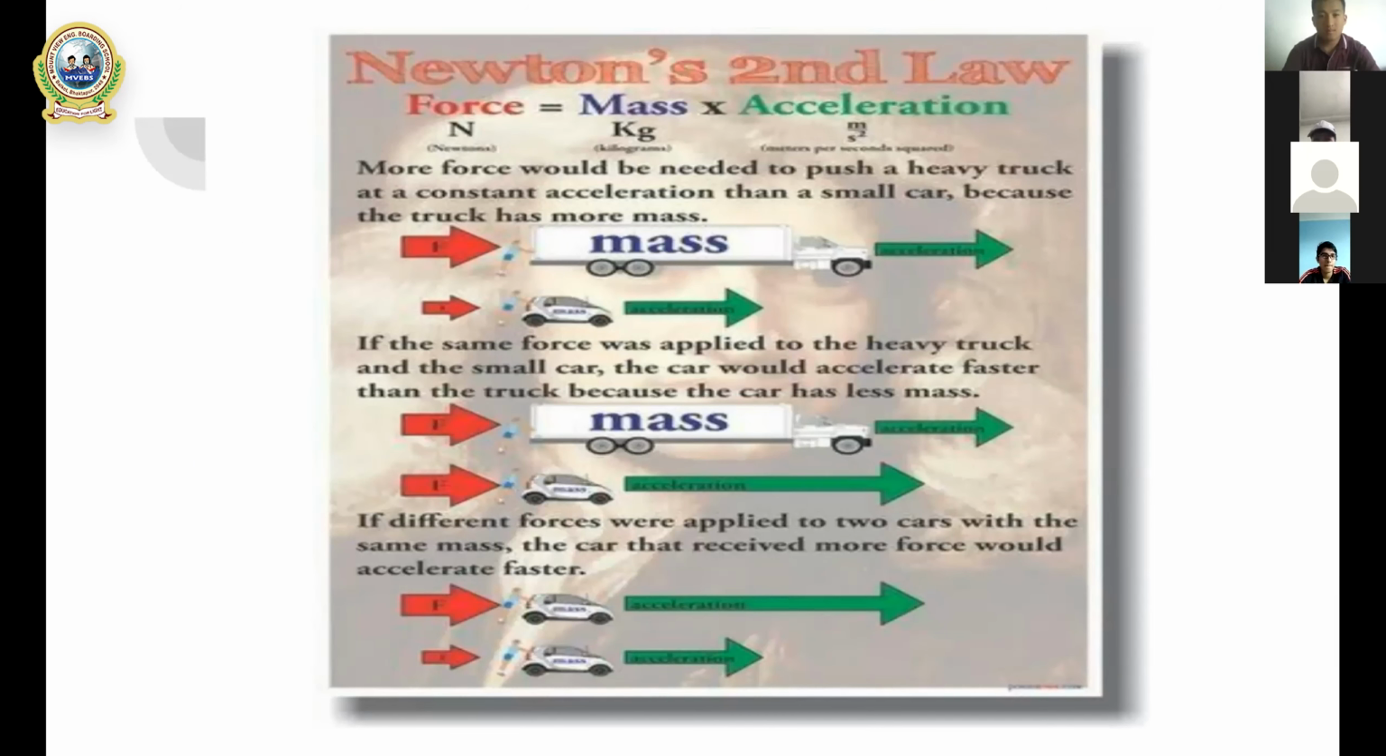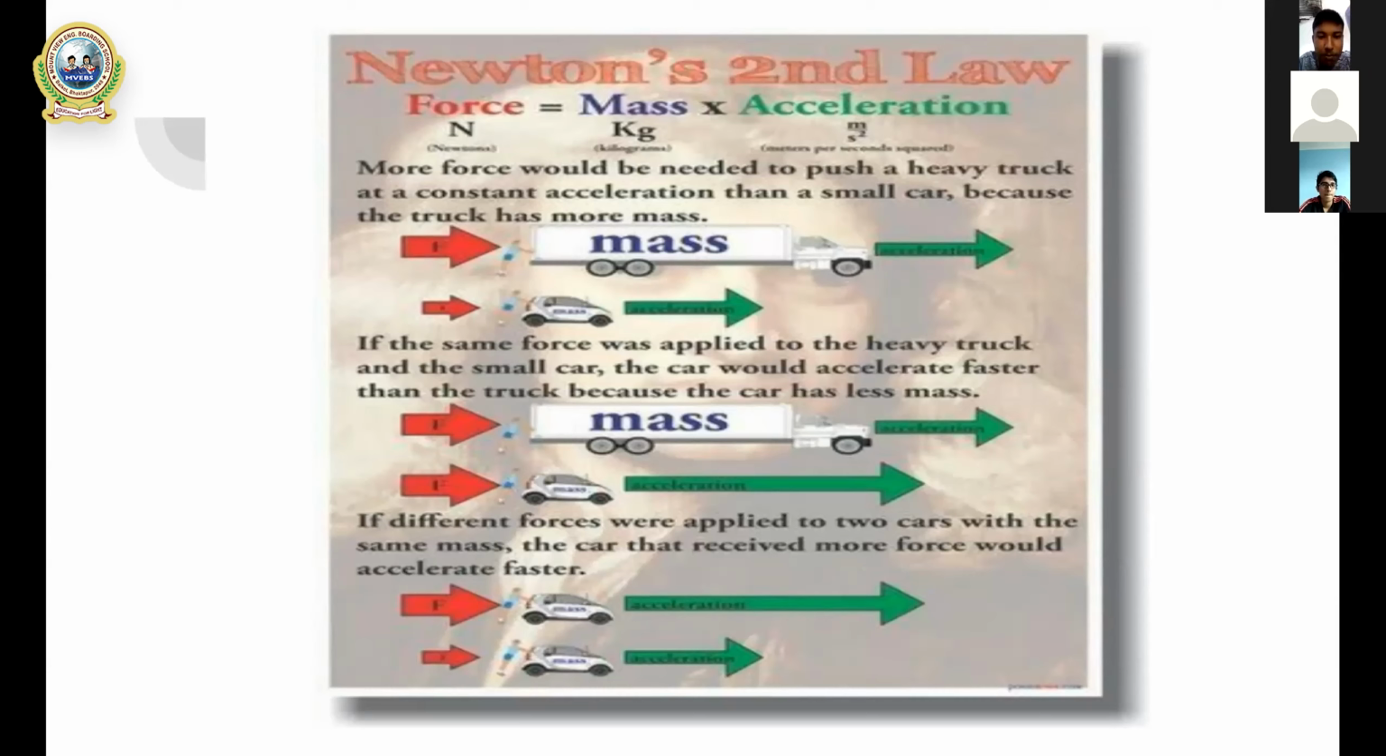Okay, look at the screen. You can see this is the sum up of Newton's second law of motion. From Newton's second law, we got F equals ma. The unit of mass is kg and the unit of acceleration is meter per second square. So kg into meter per second square means Newton. Newton is the SI unit of force, and dyne is the CGS unit of force.